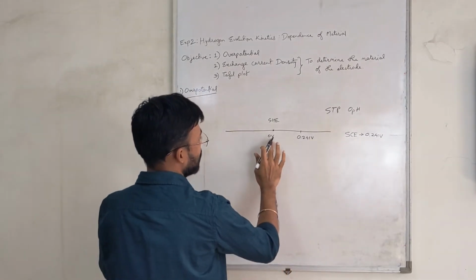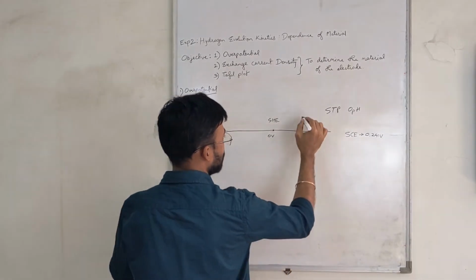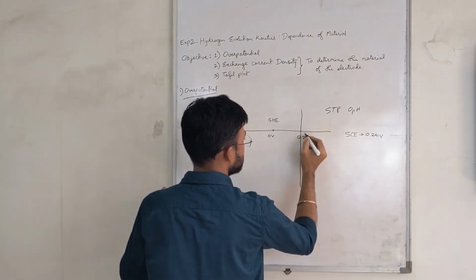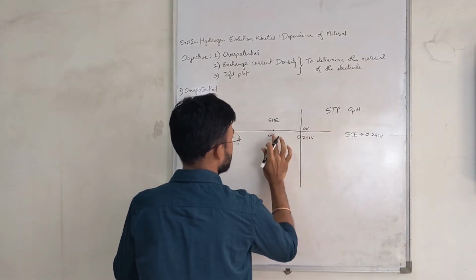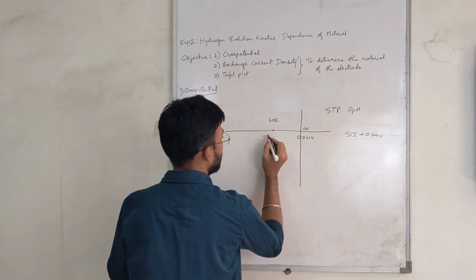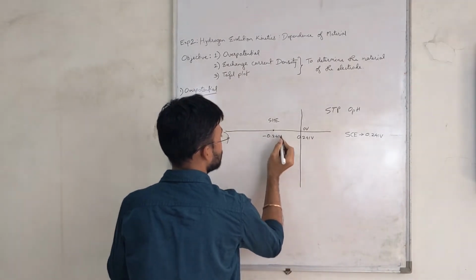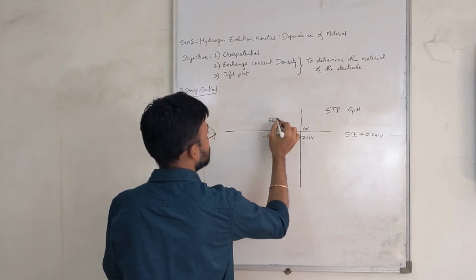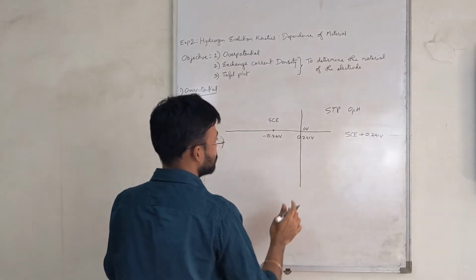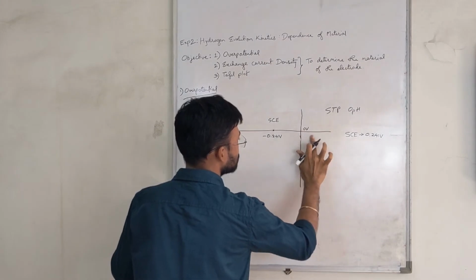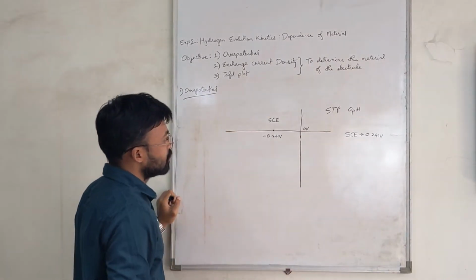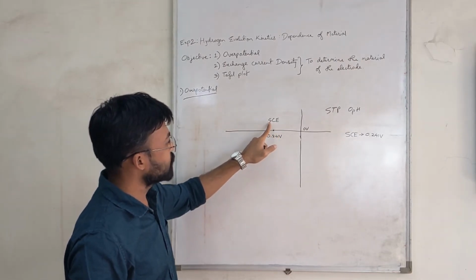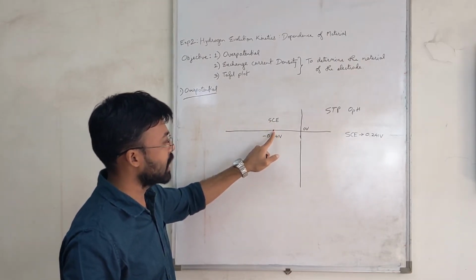If I shift the origin from here to here, let's make this 0 volt. So the hydrogen evolution will happen at negative 0.24 volts. Okay, this will be with respect to the saturated calomel electrode. When you apply negative 0.24 volts with respect to the saturated calomel electrode, the hydrogen gas will start evolving.